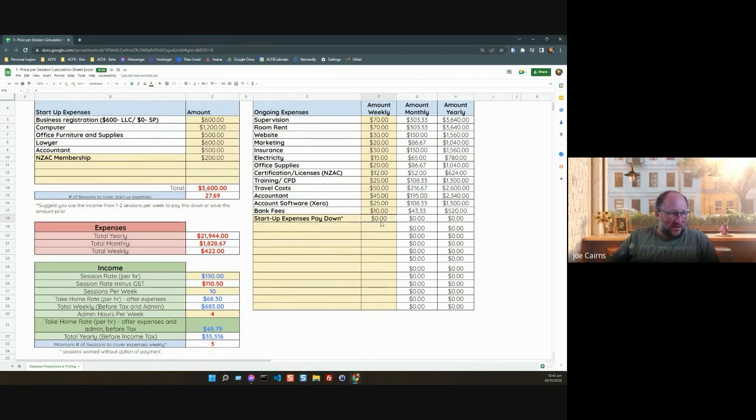So let's say you were going to pay down your startup expenses at $100 a week. It will recalculate everything based on you putting in those figures. So it's really a way of being able to play with some of the numbers and get a feel for what you might set your rate at, and to be able to see visually, what are all these expenses? What have I got? How much is it actually going to cost me?